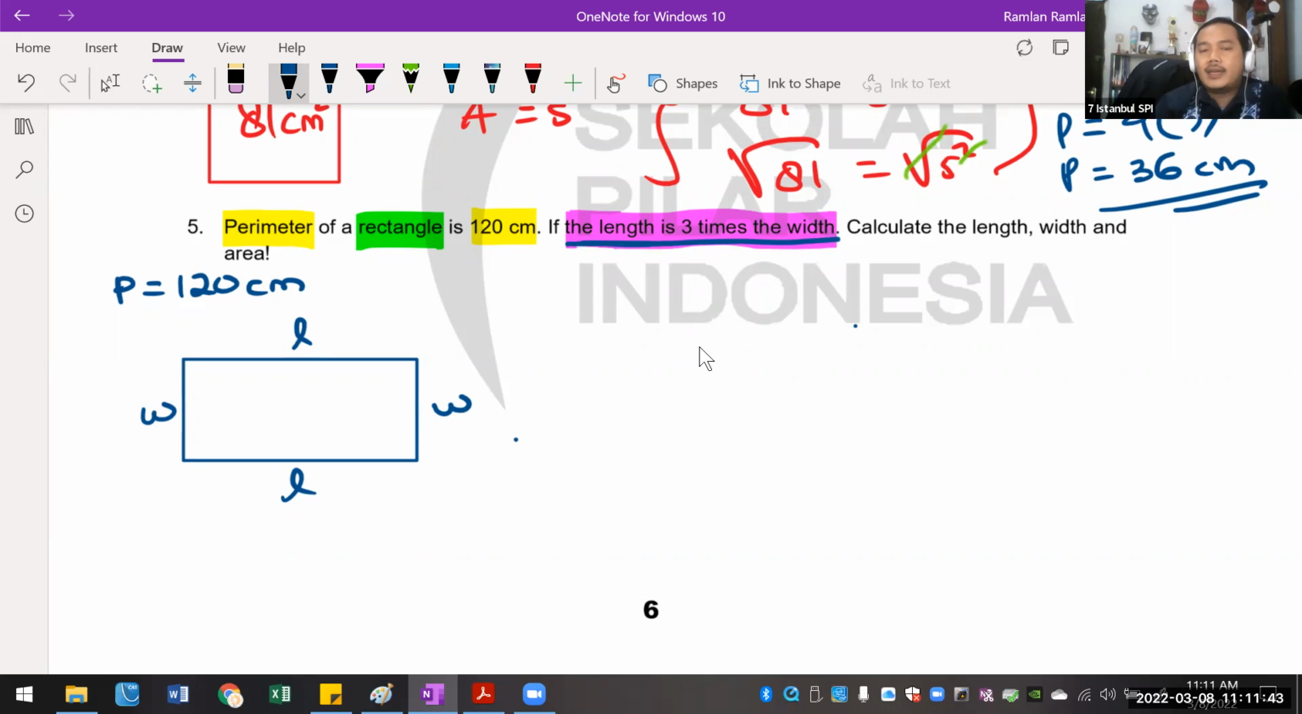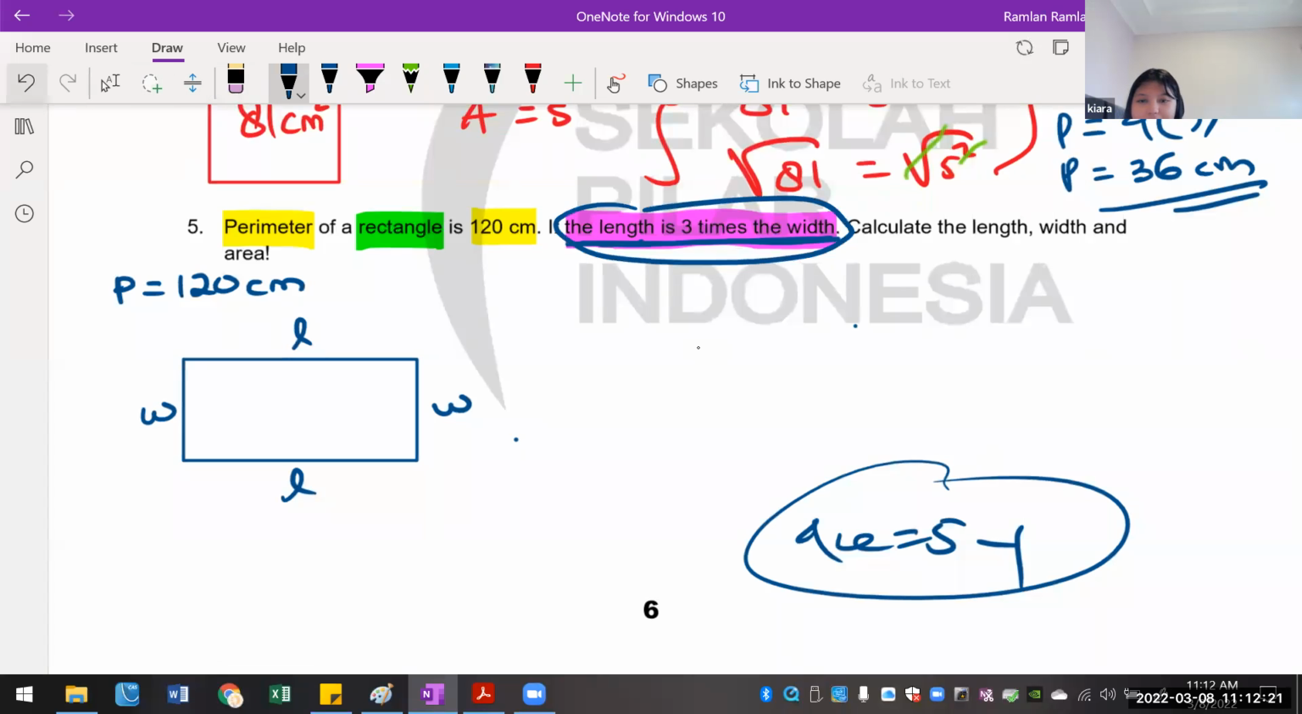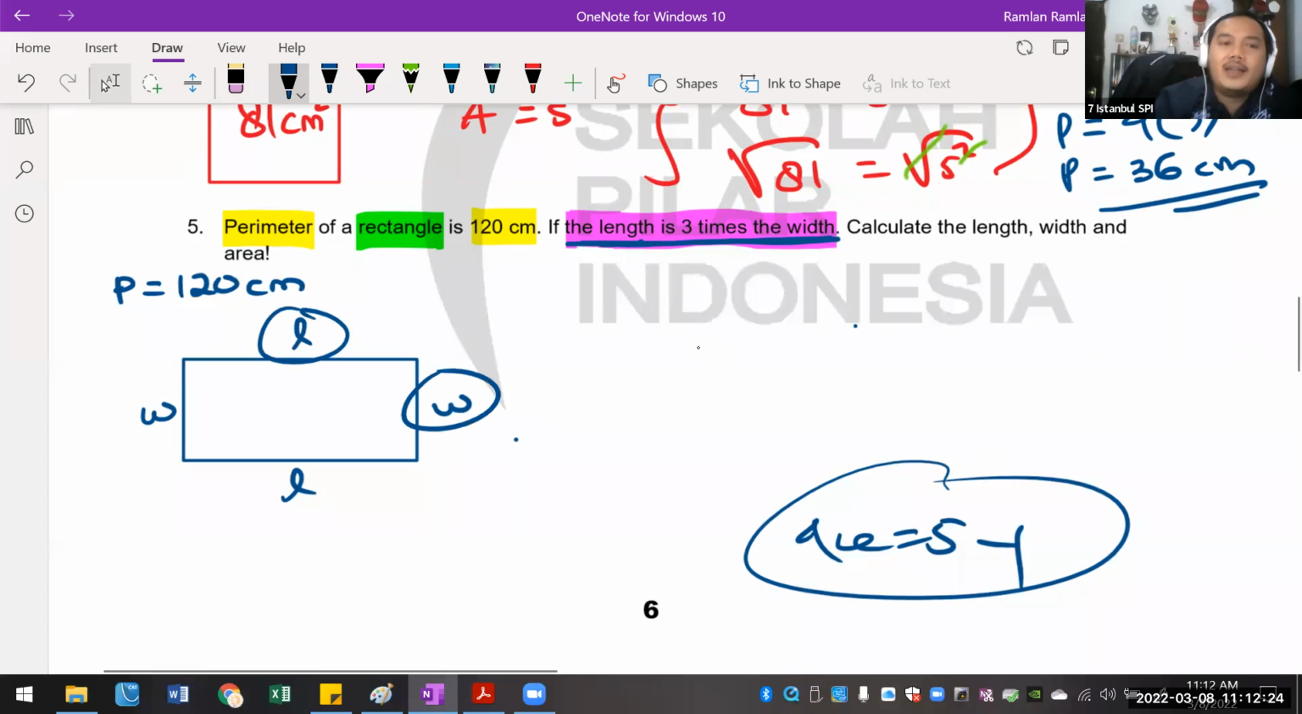So can anyone tell me how we can write this down as an equation? Ini gimana ya? Bisa nggak ditulis sebagai sebuah persamaan? Misalnya ini sama dengan ini. Okay, I'm going to go to Kiara. Kiara, what do you think? Cari apanya, Pak? Bikin persamaan dulu. Ini ada panjangnya itu 3 kali lebarnya. Panjangnya itu L, lebarnya itu W. Ini kalau saya tulis dalam persamaan aljabar gimana? Misalnya kayak 4X sama dengan 5Y. Ini gimana nih kalimat ini? Variabelnya kita udah L sama W. L itu length, W itu width.